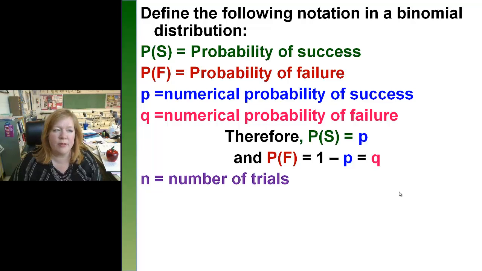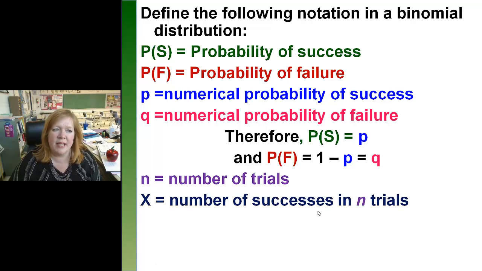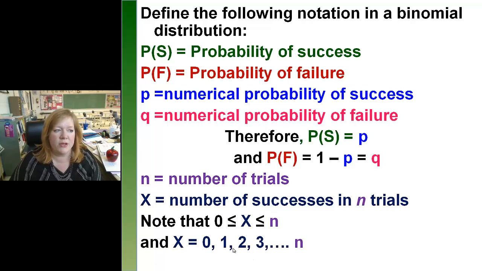n stands for the number of trials, and x is the number of successes that you seek in so many trials. The hard part of this lesson is being able to pick out these p, q, n, and x from your given information. If you can get the knack of that, this is going to be easy breezy. So also remember that the number of successes has to be between 0 and n, because you can only have a total number of n trials. Also, x equals 0, 1, 2, 3, all the way up. It can be any of those.